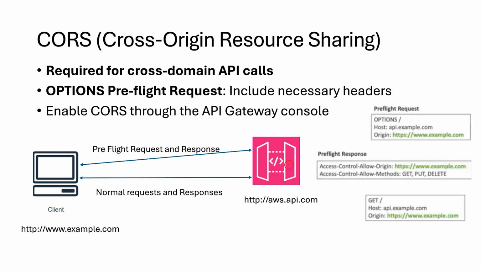And finally, logging, tracing, and monitoring are key to ensuring the reliability and performance of your APIs. By leveraging CloudWatch logs, X-Ray, and CloudWatch metrics, along with proper throttling and error handling, you can keep your APIs running smoothly and efficiently.